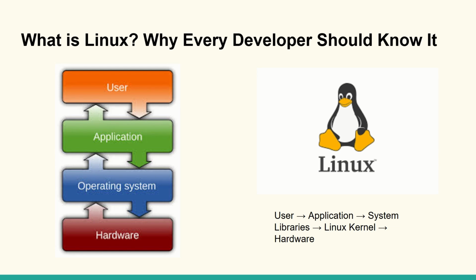To understand this in a better way, let's first understand how our Windows and Mac OS systems work. When we try to access any application, let's say Chrome or VS Code, the user interface layer takes our input, that is the mouse click or keyboard action, and passes it to the application layer. Then this application request is forwarded to the operating system, for example, to read a file, connect to the internet or use some RAM.